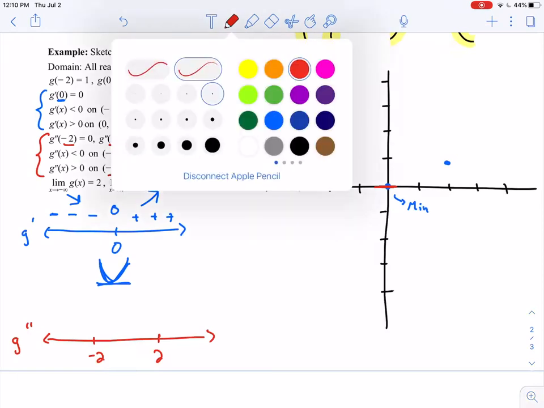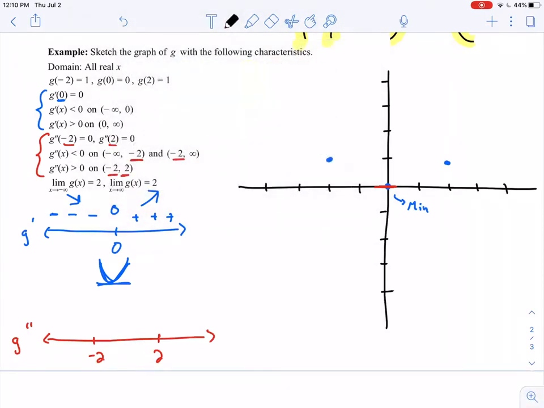Actually, you know what? I have a typo in this problem too. This is +2. That's my fault. That should be a +2. But it looks like we're changing signs at -2 and +2. So this is telling me that the value of the second derivative at -2 and +2 is 0. So I'm going to make a note to myself that the value of the second derivative is 0 there.